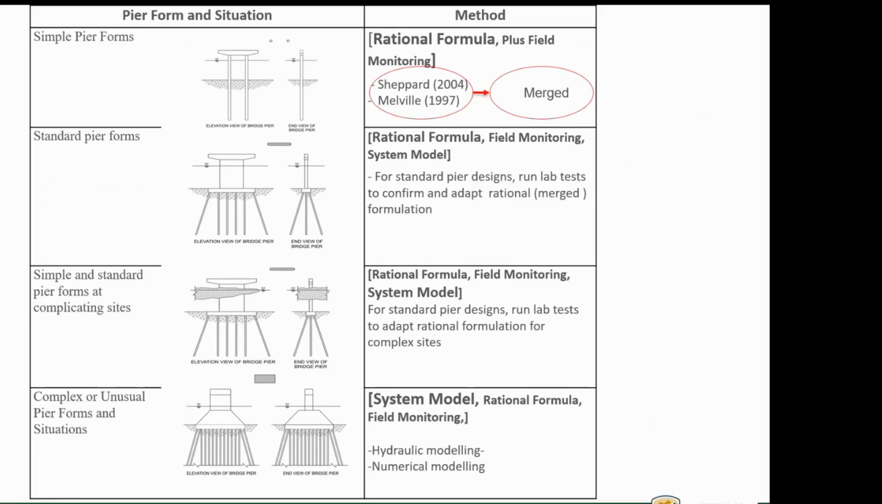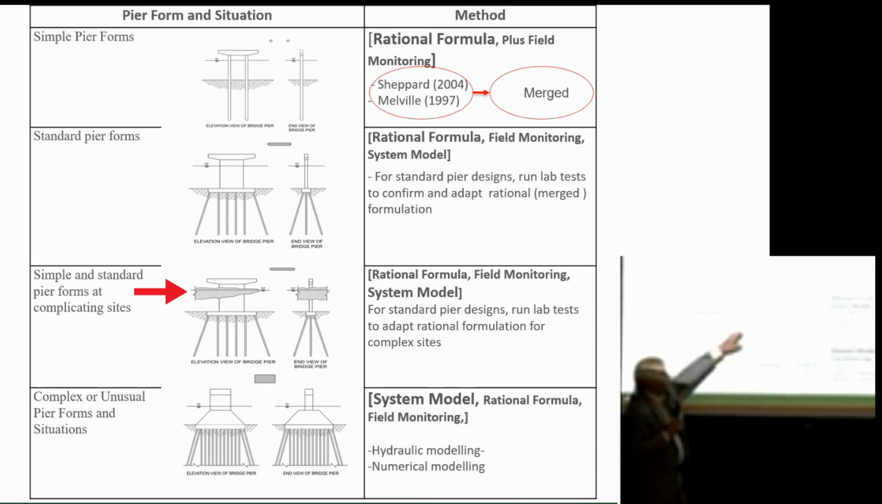So you have this rational approach at the top, and the leading approach, in my opinion, is by Sheppard and Melville, which is only partially included in the Federal Highway Administration guidance. Some of the earlier models they used for estimating bridge scour depth were inadequate, in my opinion. And then for more complicated forms, you have to resort to modeling of the whole bridge system. That was illustrating accumulation of something, woody debris, which changes the pier shape and complicates the flow field.